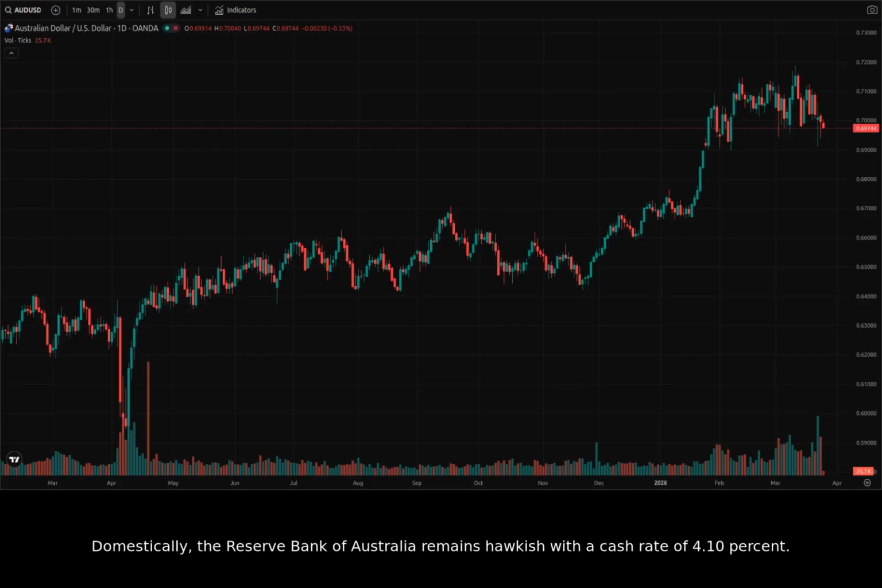Domestically, the Reserve Bank of Australia remains hawkish with a cash rate of 4.1%. However, cooling CPI data at 3.7% has led some to question the RBA's next move in May. Let's start with the daily chart to see how these events have manifested in price action.